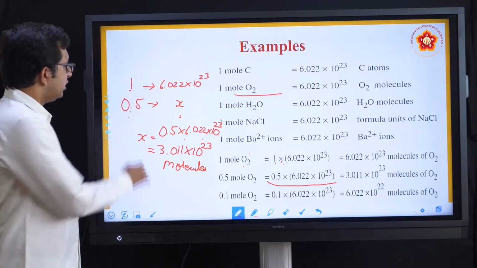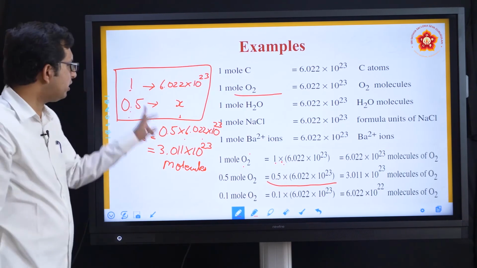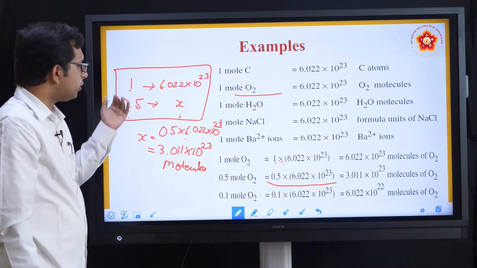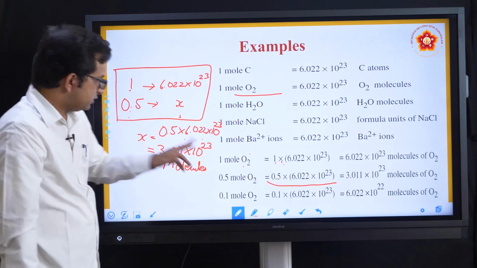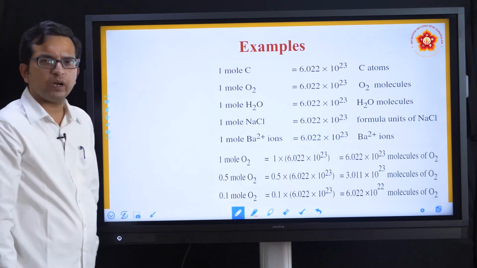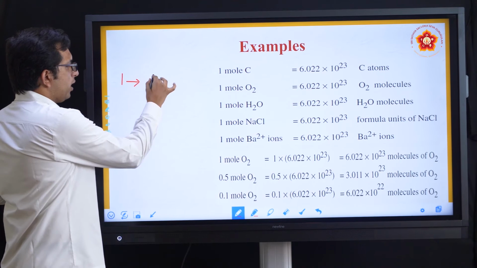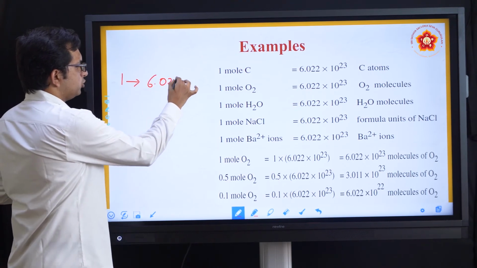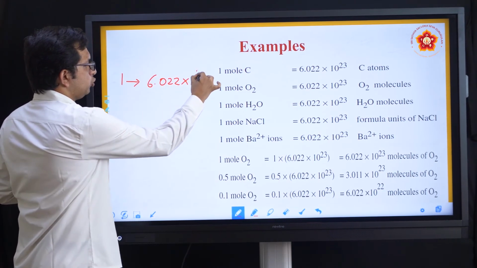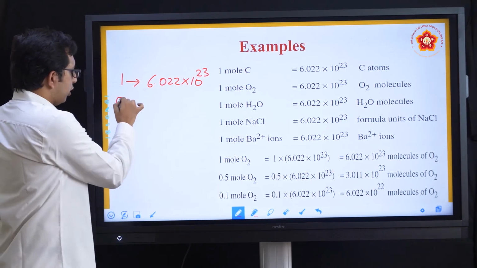What I have done here is just to give you an idea of how we can calculate things. 1 mole is so much. What about 0.5 mole? In the same way, we shall see another example which is shown here. They are now asking for 0.1 mole. Once again, go back to your basics. We know very well that 1 mole is equal to 6.022 into 10 raised to 23. Here it is molecules.